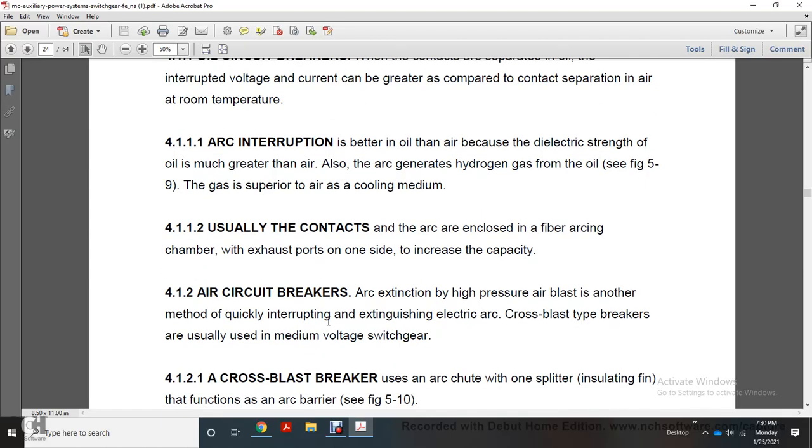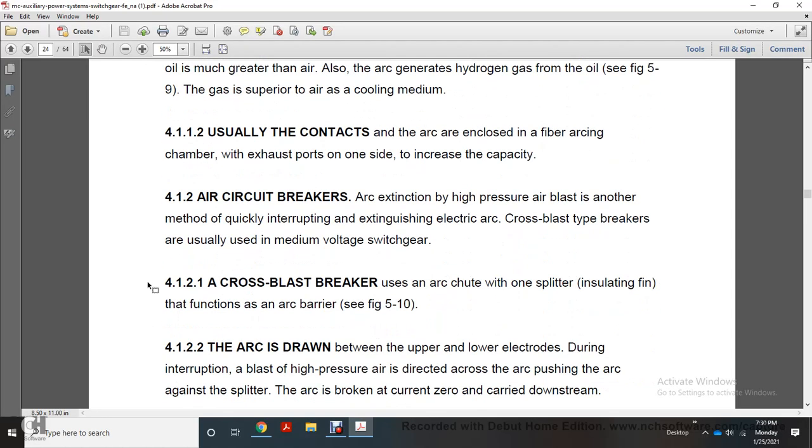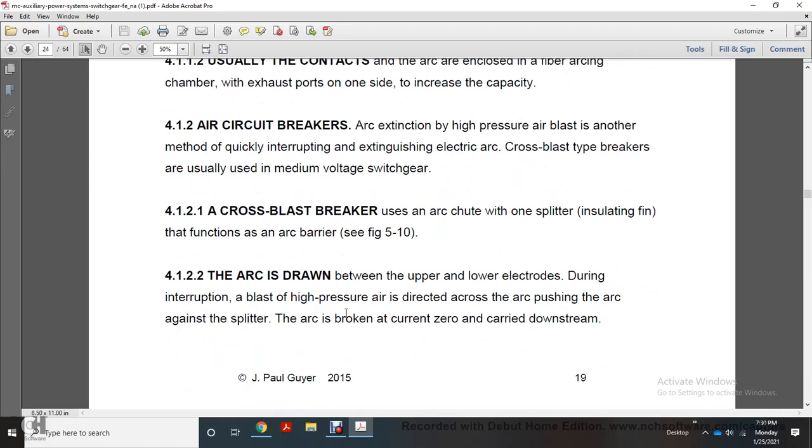Air circuit breakers: for arc extinction, high pressure air blast is another method of quickly extinguishing the electrical arc. The cross blast type of breaker is usually used in medium voltage switchgear. A cross blast breaker has an arc chute with a splitter with insulating fins, whose function is an air barrier. See Figure 5.10.